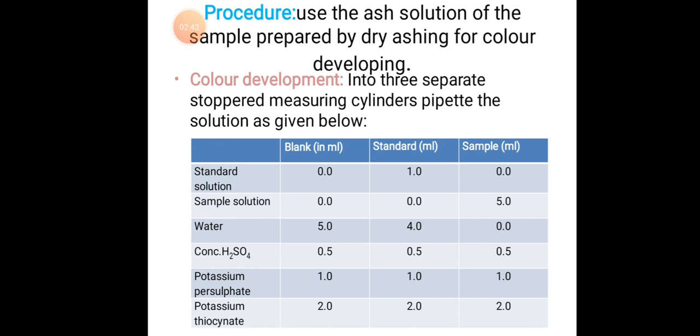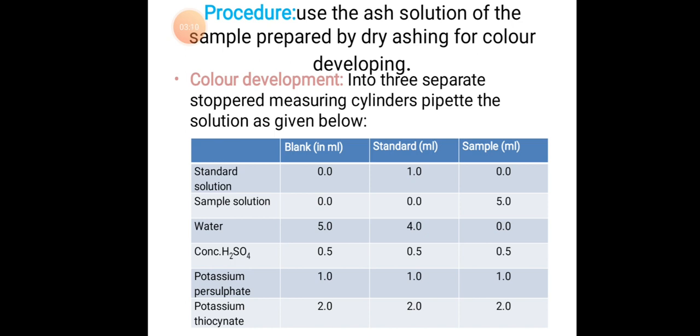and no sample even. Water will be 5 ml, concentrated H2SO4 0.5 ml, potassium persulfate 1 ml, potassium thiocyanate 2 ml. For the standard, 1 ml standard, no sample. The remaining total volume should be 4 ml because we are taking 1 ml standard. The remaining 3 components will be 0.5, 1, 2 ml respectively.